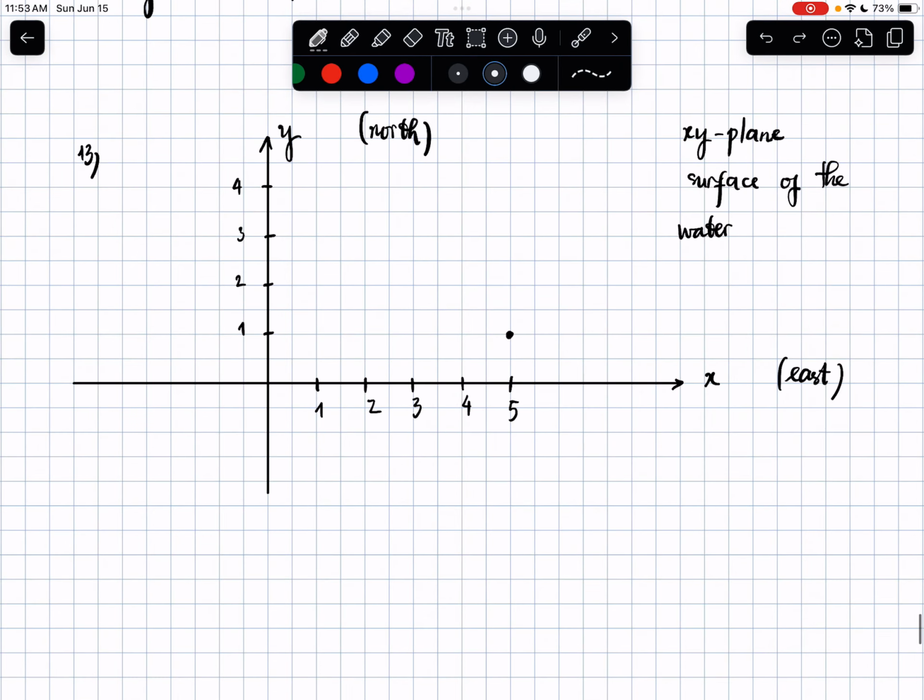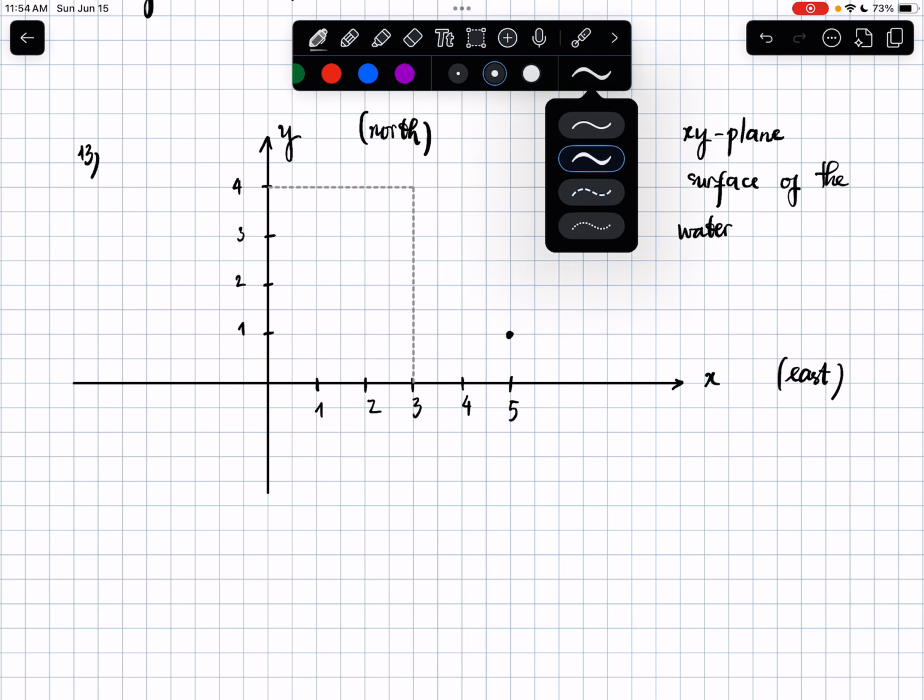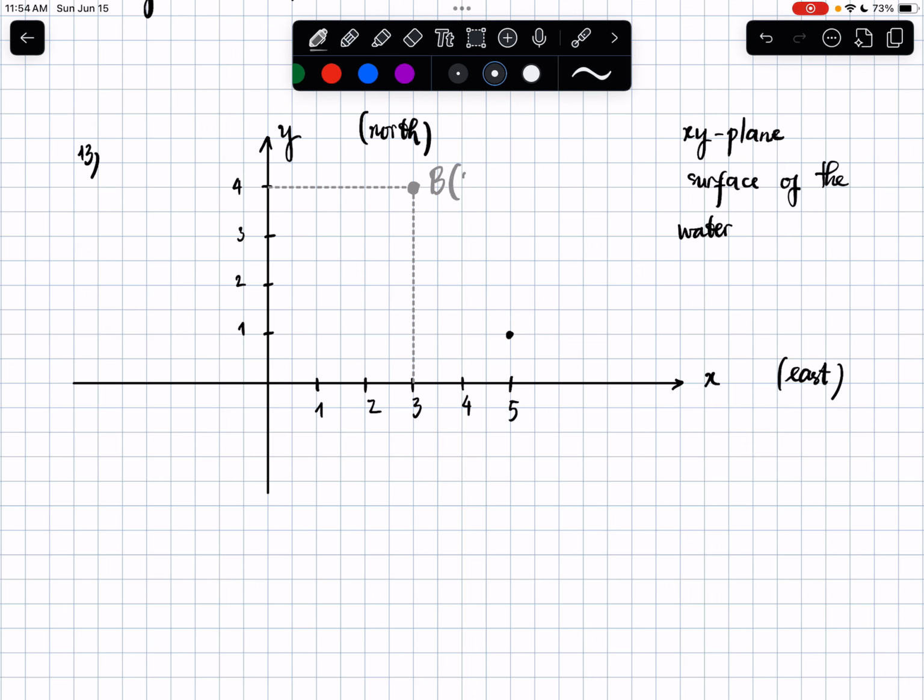Here we have x points east, y points north. The xy plane is the surface of the water. B is a boat, so B has coordinates 3, 4. So this is the boat. B is here, and has coordinates 3, 4.